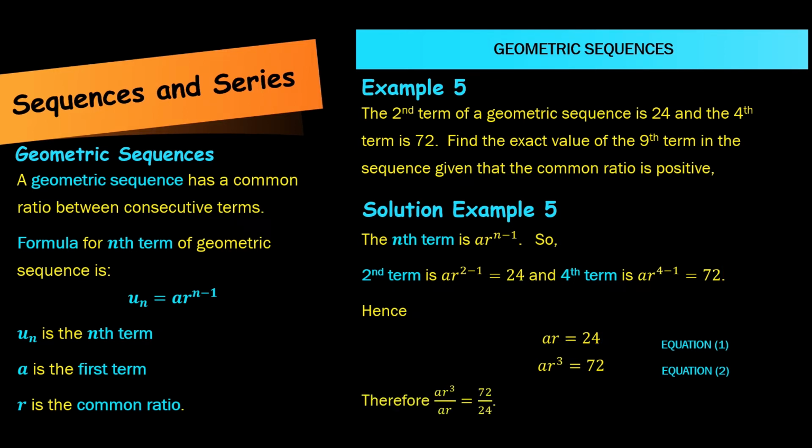Therefore, AR cubed over AR equals 72 over 24. And tidying this up, in fact cancelling 1A and 1R, gives us that R squared equals 3. And therefore R equals square root of 3.